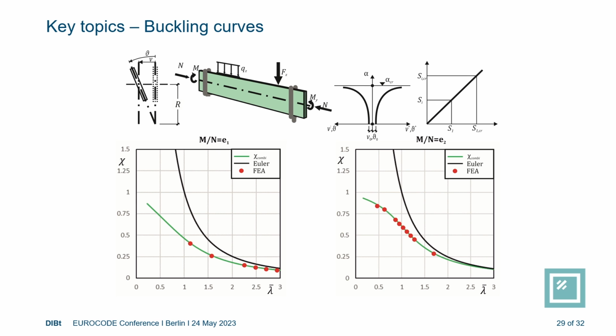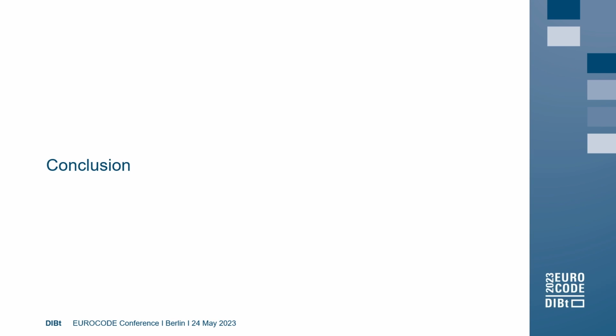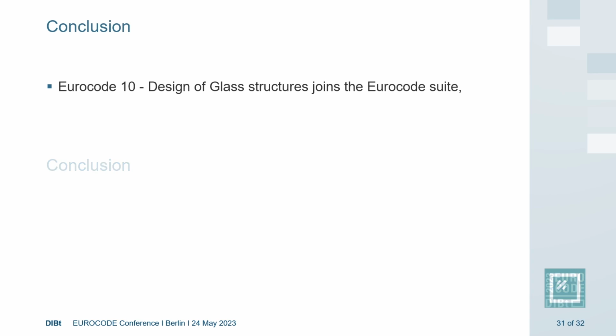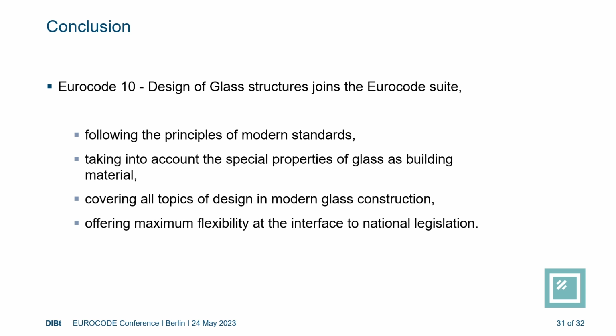I think I come now to the conclusion. Ladies and gentlemen, Eurocode 10, Design of Glass Structures, joins the Eurocode suite. It follows the principles of modern standards. It is taking into account the special properties of glass as building material. It is covering all topics of design in modern glass construction, and is offering maximum flexibility at the interface to national legislation. And Eurocode 10 is, like every Eurocode, fostering innovation. This would conclude my presentation, and I would like to say thank you very much for your attention.